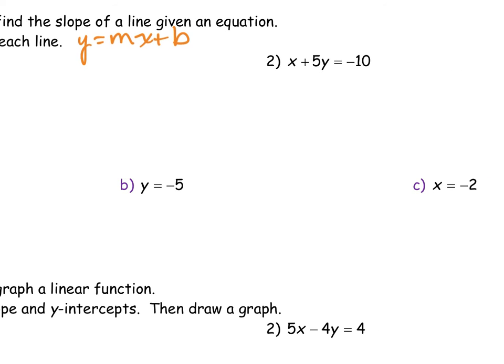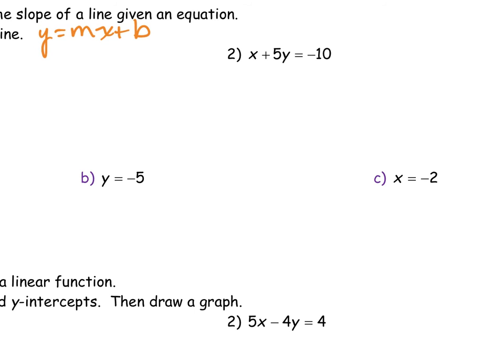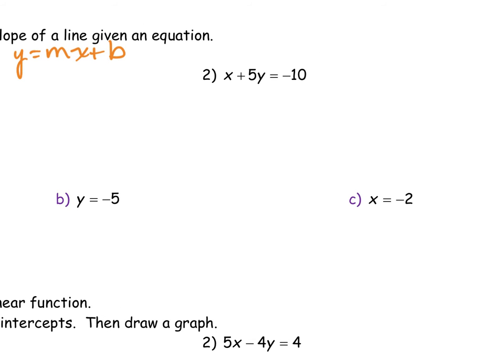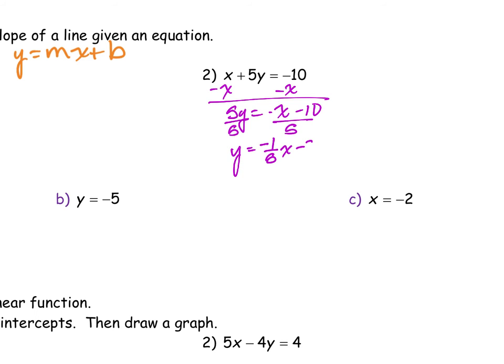Okay, what about number two? I can't see, so when it's too high, you need to let me know. What am I going to do first? Subtract x from both sides. Beautiful. And I get 5y equals negative x minus 10. And then? Divide by 5. And I get y equals negative 1/5 x minus 2. So my slope is negative 1/5.